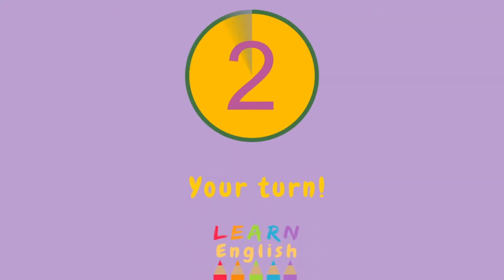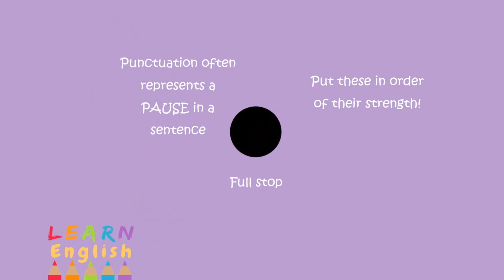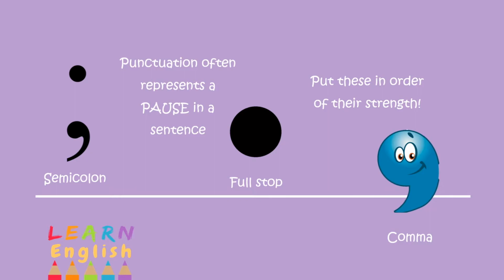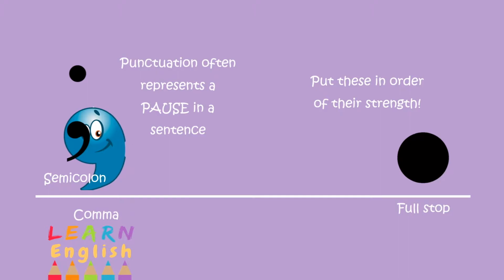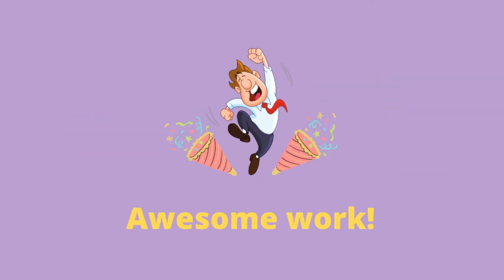Now, let's try an activity. 3, 2, 1. Punctuation often represents a pause in a sentence. Pause the video and put these pieces of punctuation in order of their strength, from weakest to strongest. You have a full stop, a comma, and a semicolon. The answer is our full stop is the strongest pause, our comma is the weakest pause, and our semicolon is in the middle. It's stronger than a comma, but weaker than a full stop. Awesome work!